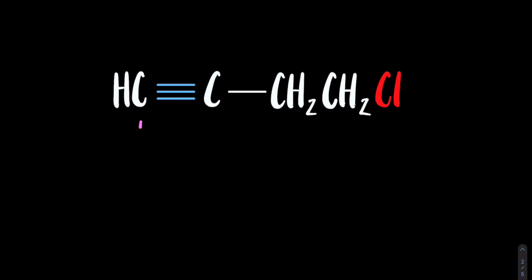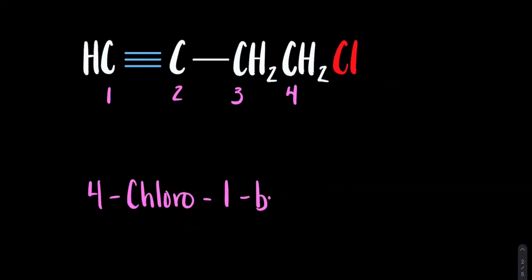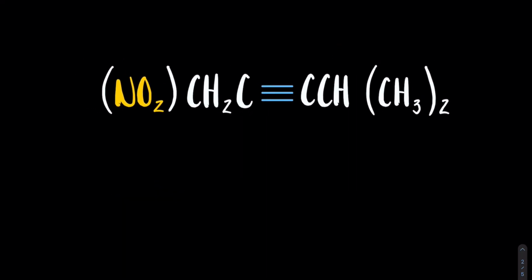We still have 1, 2, 3, 4. The chlorine is on the fourth carbon, so we go 4-chloro, 1-butyne. 4 carbon atoms, we get the but, and it's on the first carbon atom. 4-chloro, 1-butyne. So this looks like an interesting one.